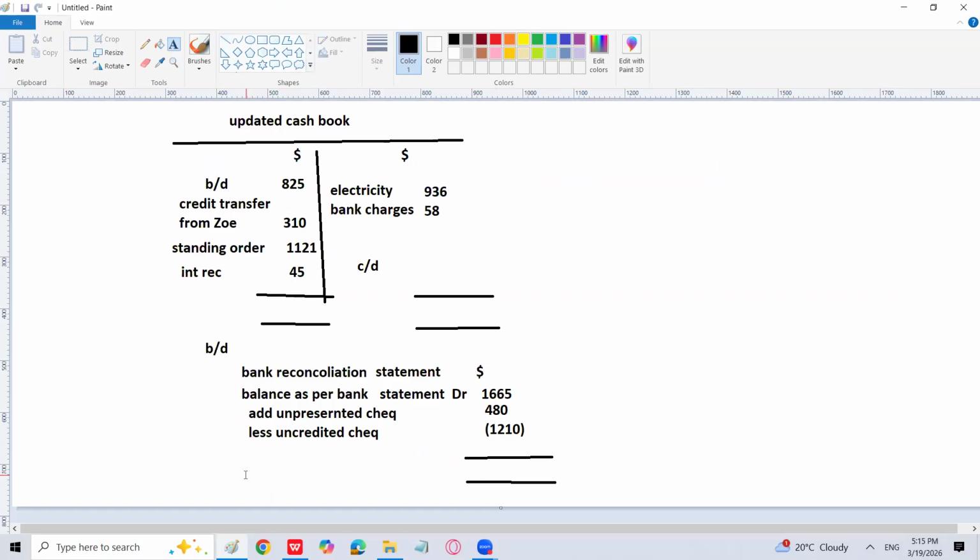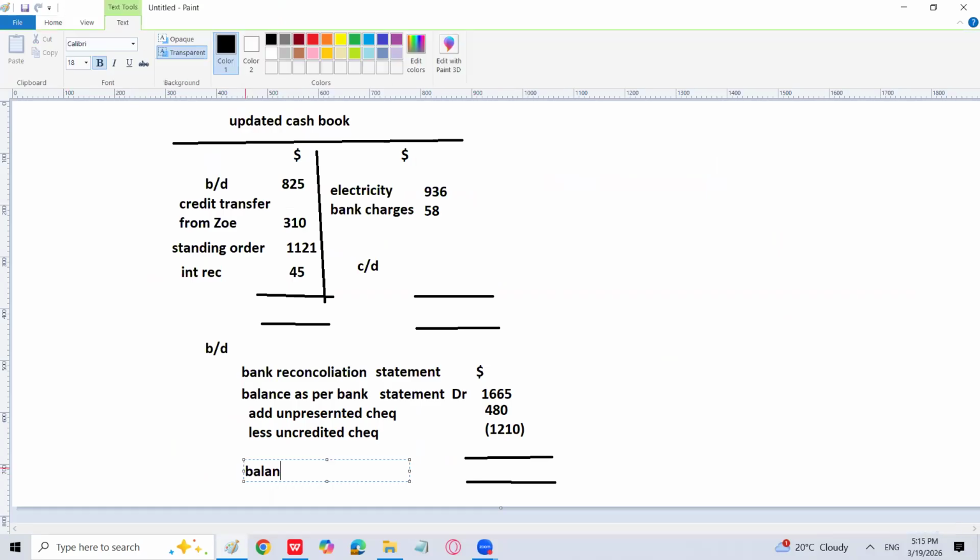Obviously it is not negative. We don't need to change the balances. I will write here balance as per bank statement. How much is it going to be? 935. I think I have done it wrong actually. 1665 plus 480 minus 1210. That is 935. Okay. And total of this, 1121.